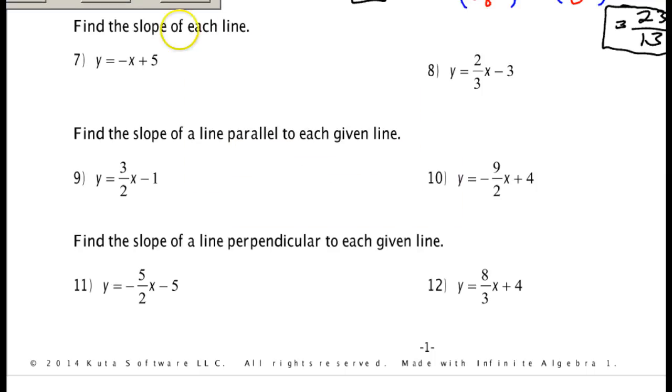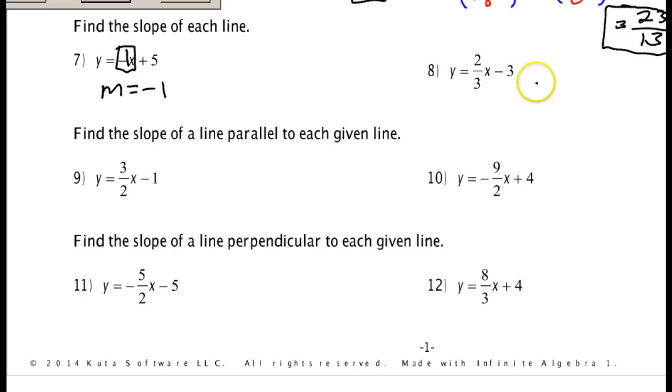Joseph, what is the slope of this line? -1. And how should I write that? M equals -1. And of course that came from right in front here. Good. Next one.